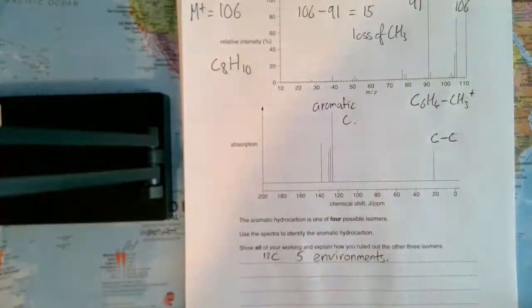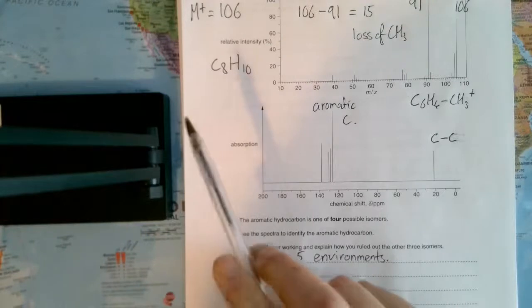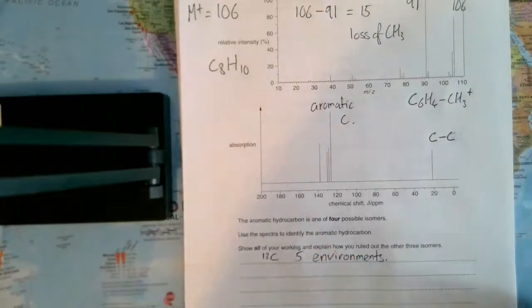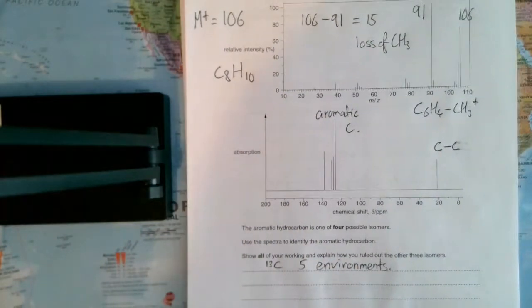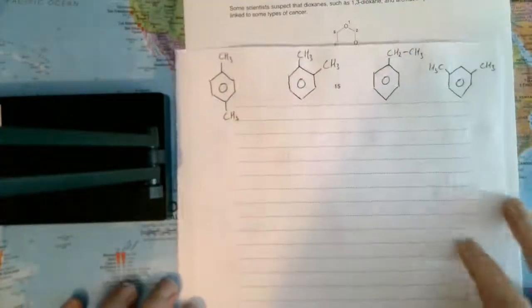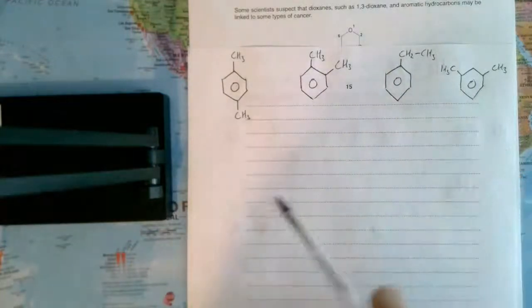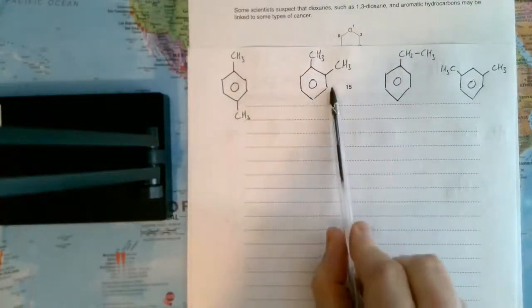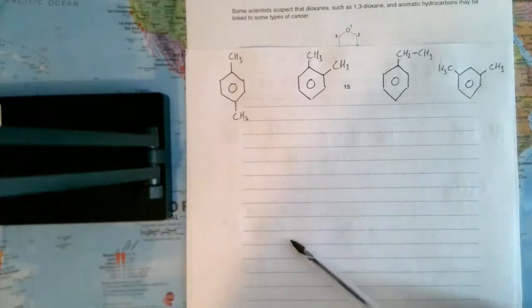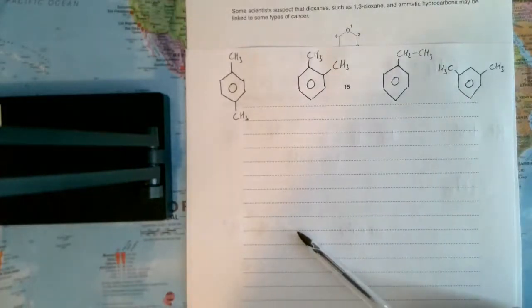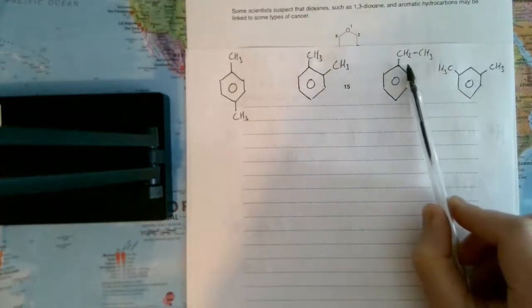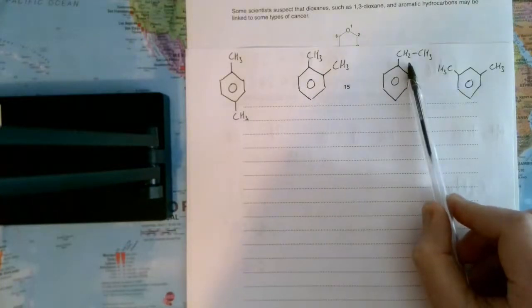Now if you want to pause the video at this point and try and draw out the 4 possible isomers with the formula C8H10, that'd be a good one. I'm about to turn over and show you what they are. Okay, so hopefully all of you got the 4 possible isomers. We've got 1, 2 and 3, which are with the 2 methyls added, or there was the potential for having an ethyl group on there.